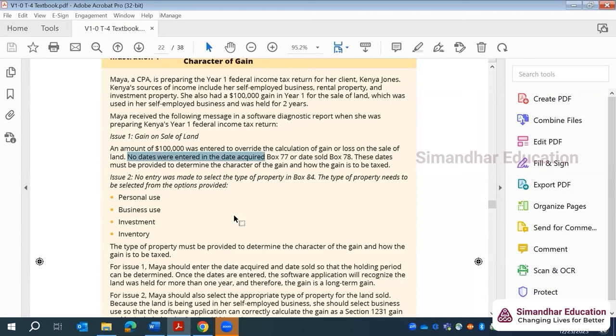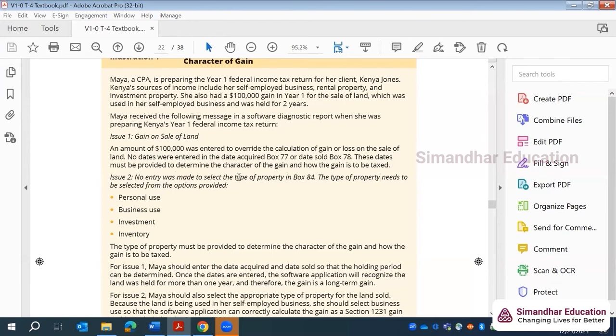So date is important for us because we would want to know whether this gain is going to be a short-term gain or it is going to be a long-term gain. These dates must be provided to determine the character of the gain and how the gain is to be taxed. Remember that short-term capital gains are always taxed at ordinary rates, whereas long-term capital gains are taxed at preferential rates.